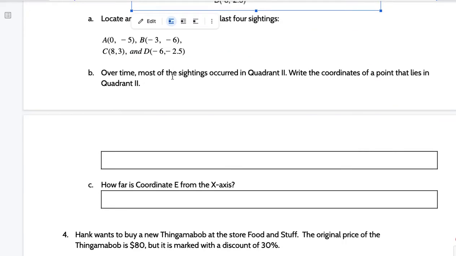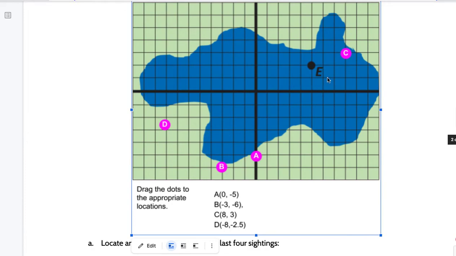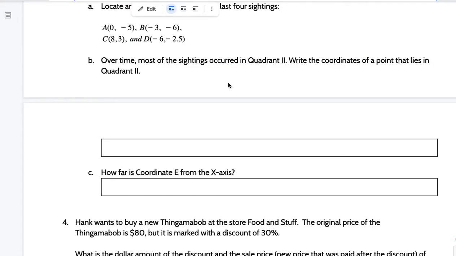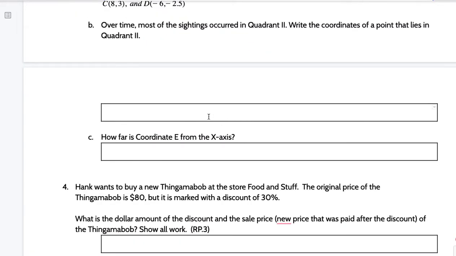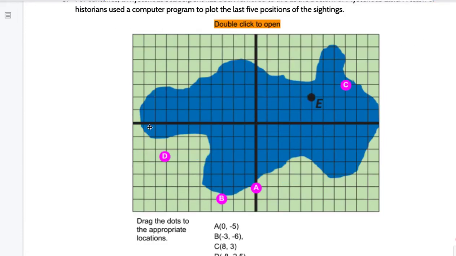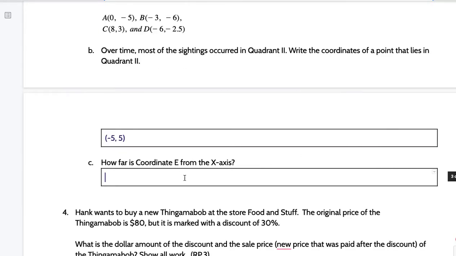So over time, most of the sightings are in quadrant 2. Remember, it's 1, 2, 3, 4. There aren't any sightings in quadrant 2, so we could just make one up. Write the coordinates of a point. The coordinates of a point could be like, I don't know, negative 5, 5. That's a point in quadrant 2. How far is coordinate E from the x-axis? Remember, this is the x-axis, and this is the y-axis. So it is 2 spaces away from the x-axis.